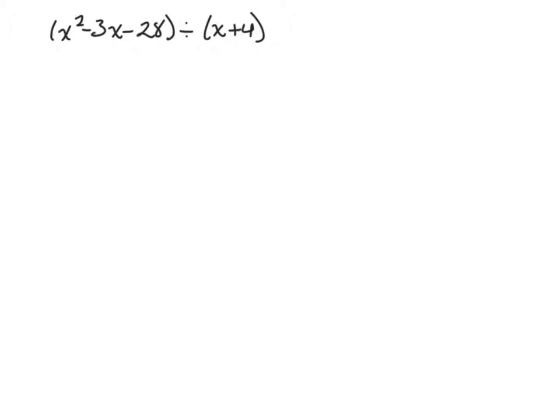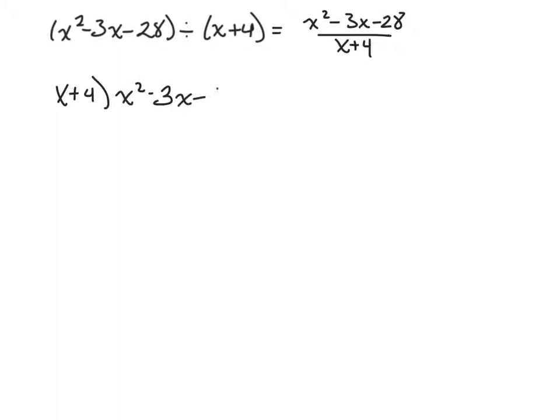So let's try the same process with polynomials. Think of that quadratic as being the numerator of a fraction, and then the x plus 4 as being the denominator of our fraction. Then when we set up the long division, the denominator is on the outside, x plus 4, and on the inside we'll have the quadratic, the numerator, x squared minus 3x minus 28.